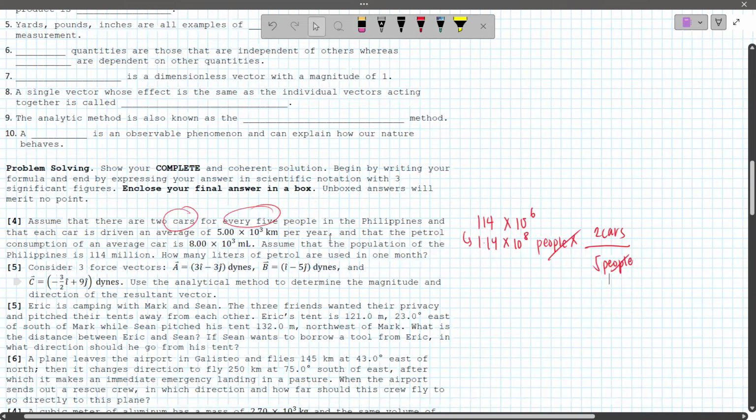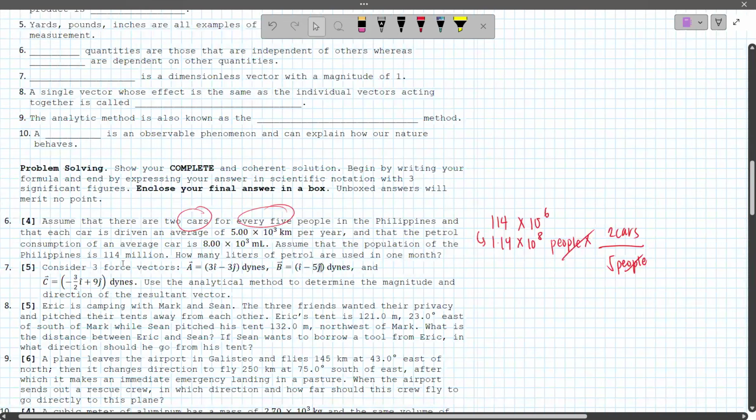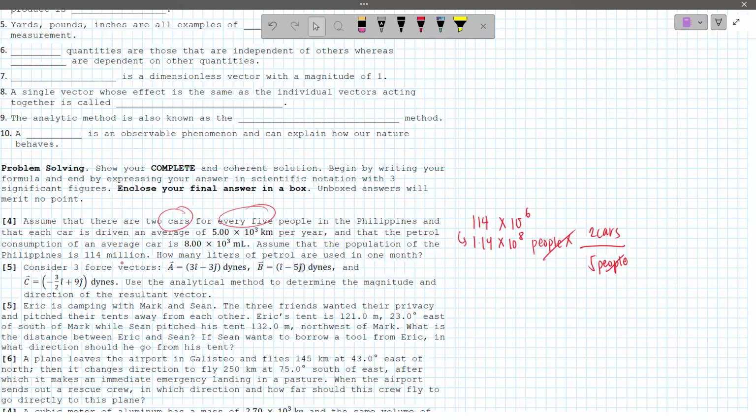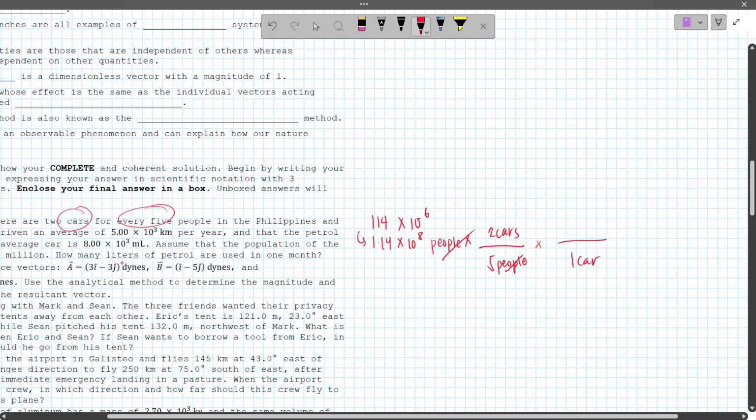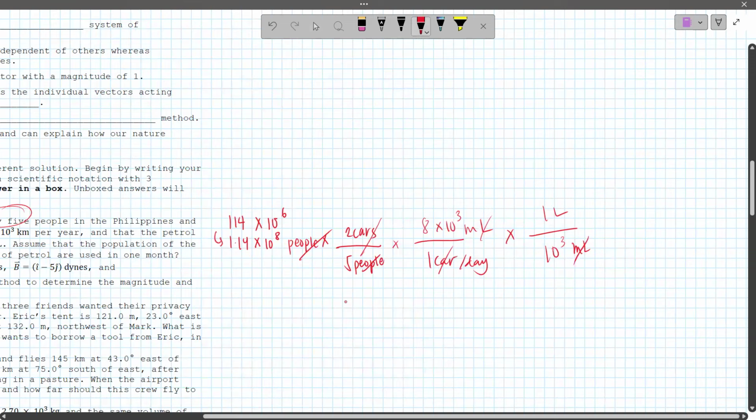And then, this car, sabi dito ang goal natin, take note, ay hahanapin tong liters of petrol. No? So, ang sabi dito ay, yung car na yan ay driven 5 × 10⁻³ kilometers per year. Pero wala tayong makitang kilometers or year dito. So, we're going to skip this part first. And then sabi niya, yung petrol consumption daw ng car is 8 × 10⁻³ ml per car per day. Okay? So, ibig sabihin, times 1 car per day can consume 8 × 10⁻³ ml. Okay? And alam natin that 1,000 ml is simply 1 liter. So, we're going to solve this one. And this will give us, cancel out yung cars, ml, ml. So, this will give us liter per day. Okay? This will give us liter per day.